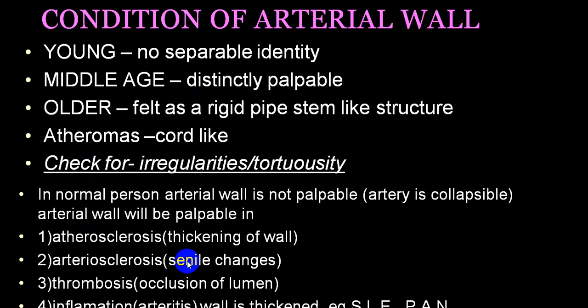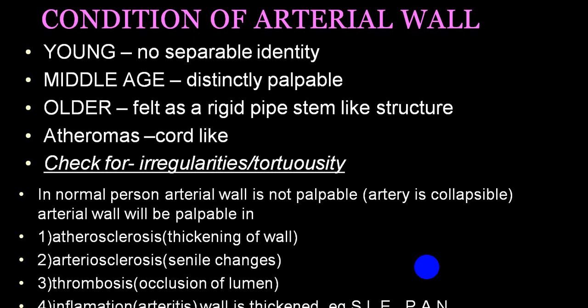In arteriosclerosis in a senile person, if it gets a thrombus, so the artery is completely occluded because of thrombus, it can be palpable. And if it is inflamed and the wall is thickened, in case of arteritis like SLE or polyarteritis nodosa, and one example of giant cell arteritis is temporal arteritis, which can be palpable and you can roll it below your finger, but it will be tender because of inflammation secondary to giant cell arteritis. That is one odd condition which you can feel sometimes.